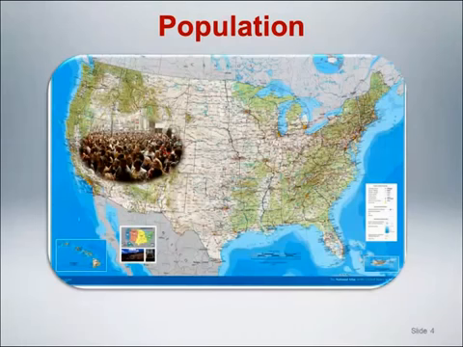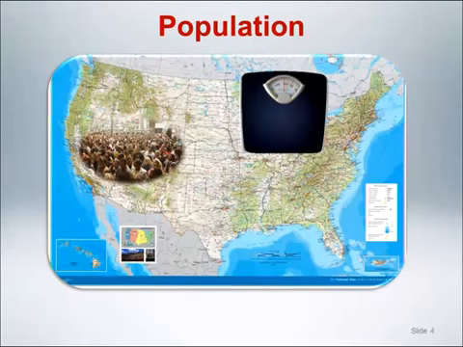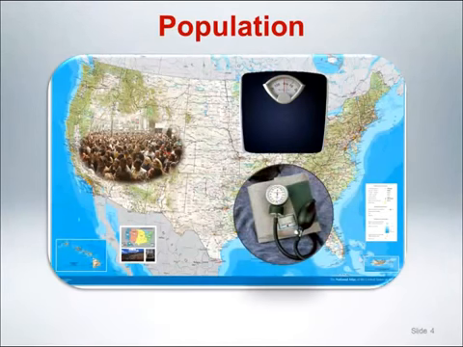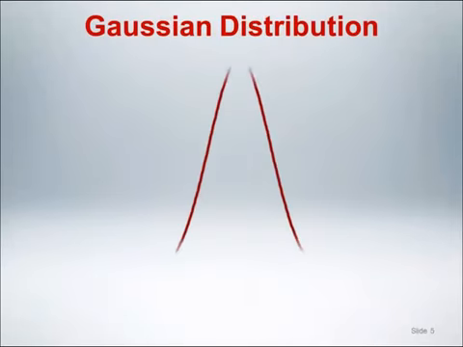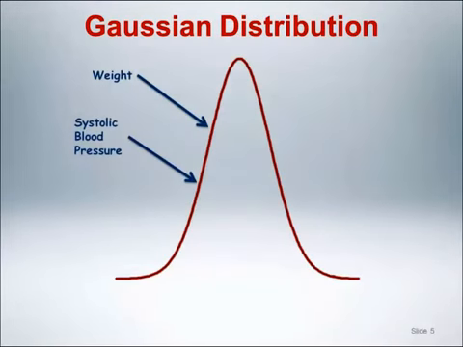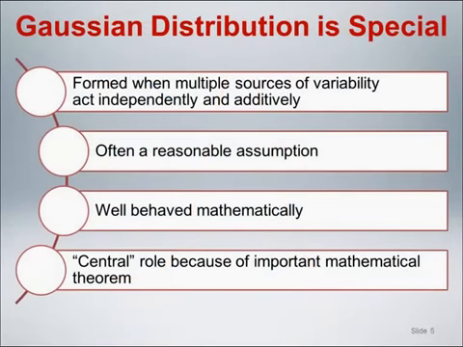Let's say we have a population of interest, and let's say our interest lies in a continuous measure in that population, say weight in kilograms or systolic blood pressure. A common assumption is that the distribution of these values in the population follows a Gaussian or normal distribution. The normal curve provides a description of the weight or systolic blood pressure distribution in the population from which we draw our random sample.